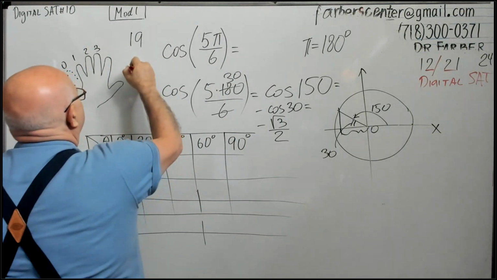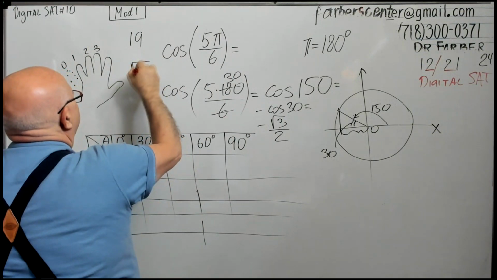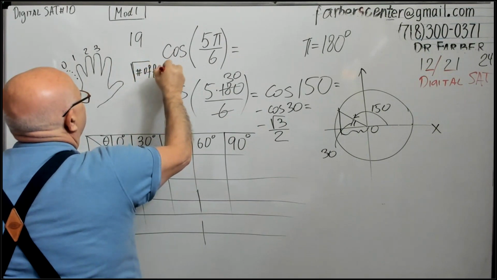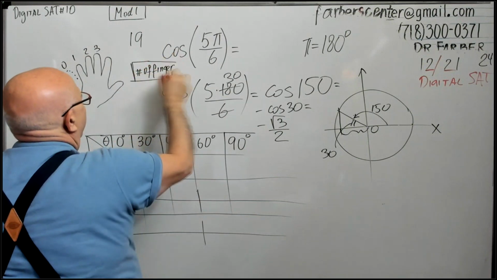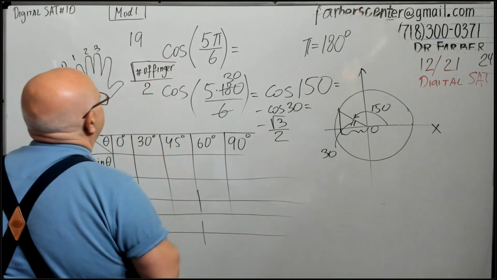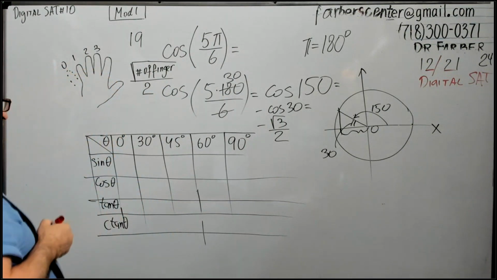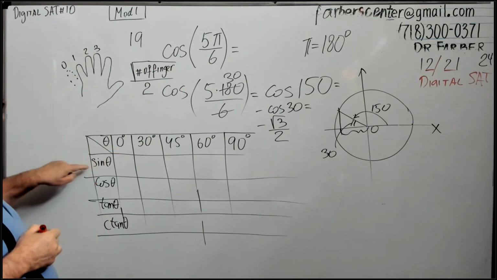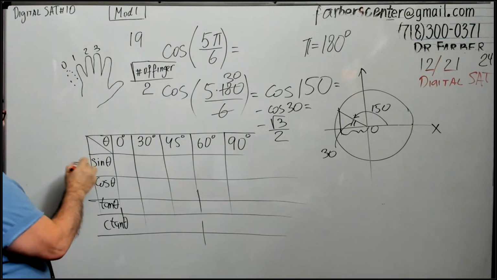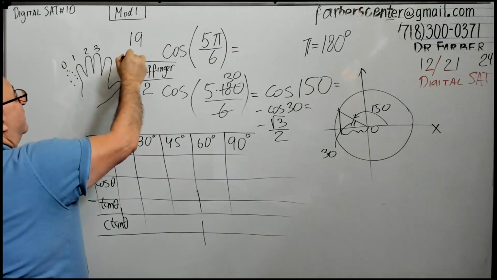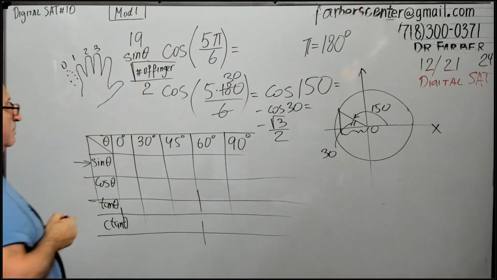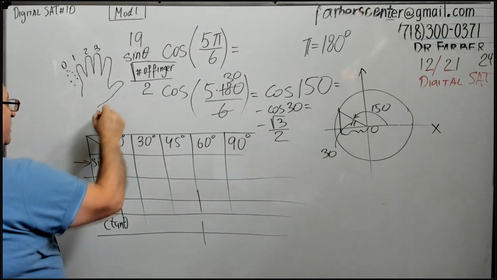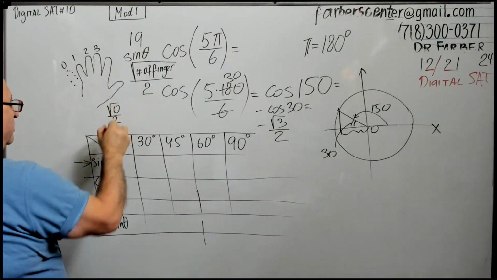square root of number of fingers divided by 2. For instance, how to find sine of 0? I'm talking about this line, about sine. This is for sine of theta. It will be here, square root of 0 divided by 2, which is 0.